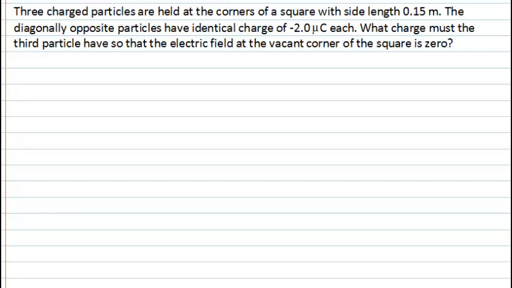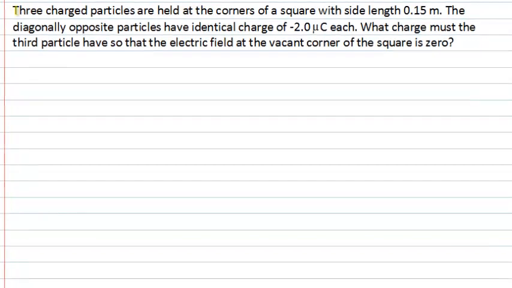Now that you've read through the question, it should be clear that we have three point charges, three charged particles, in a particular arrangement, that is on the corners of a square. We know something about the sign and size of two of those charges, and we're being asked to calculate the charge that the third of those particles must have so that the electric field at a particular location, that is at the vacant corner of the square, is a zero electric field.